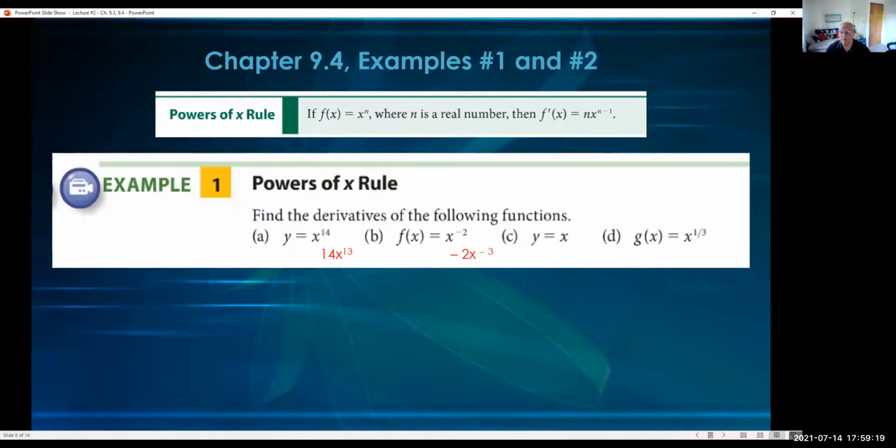How about y equals x? Well, don't forget x is actually x to the 1, right? So for some reason, it turns out to be 1. Isn't that strange? Why does that work? Well, let's take a closer look at that one.